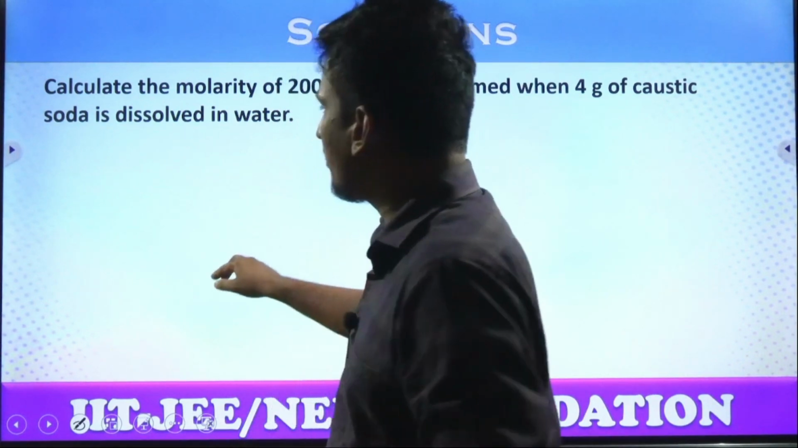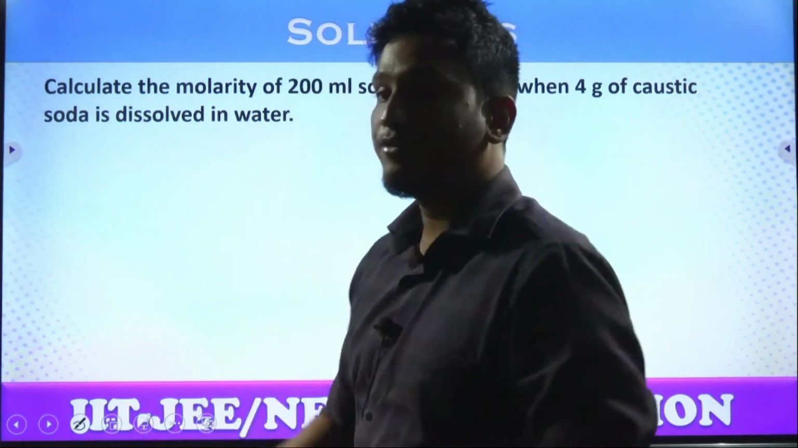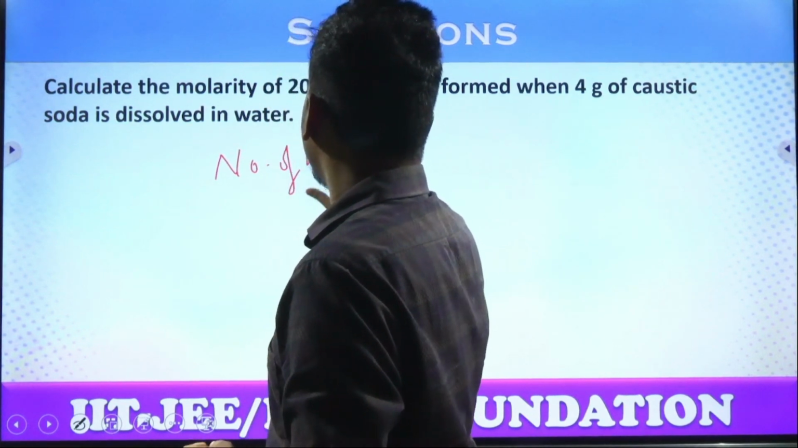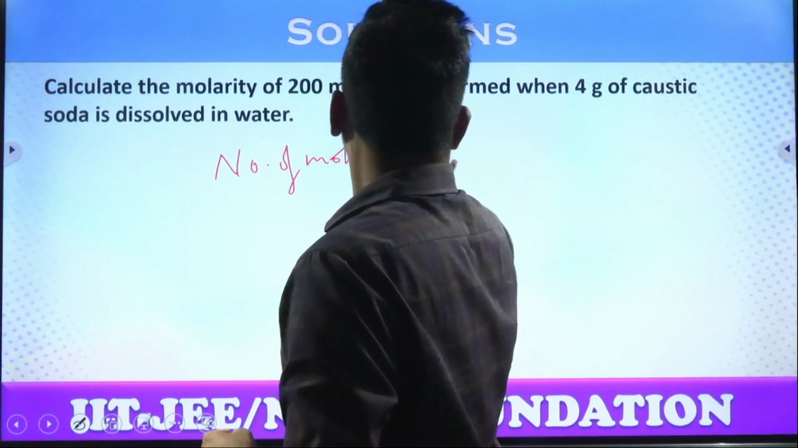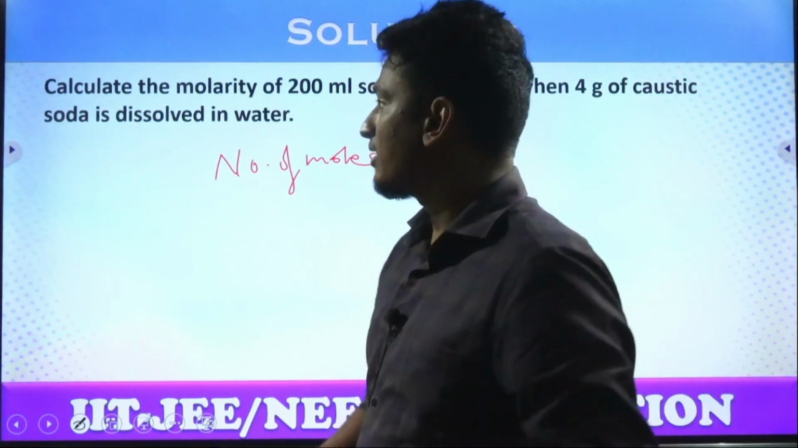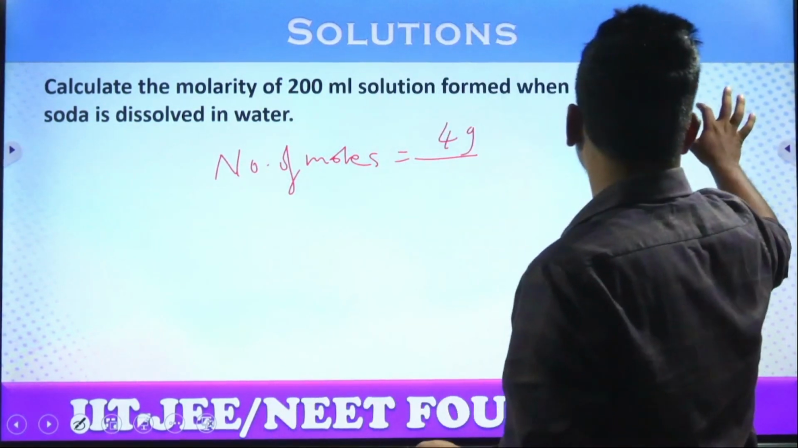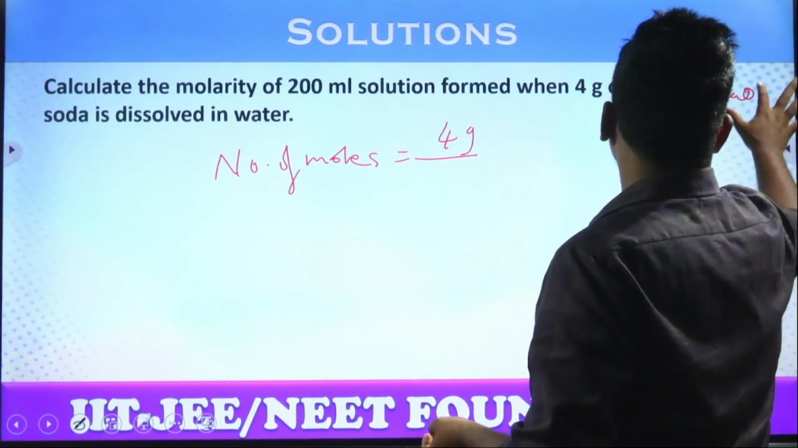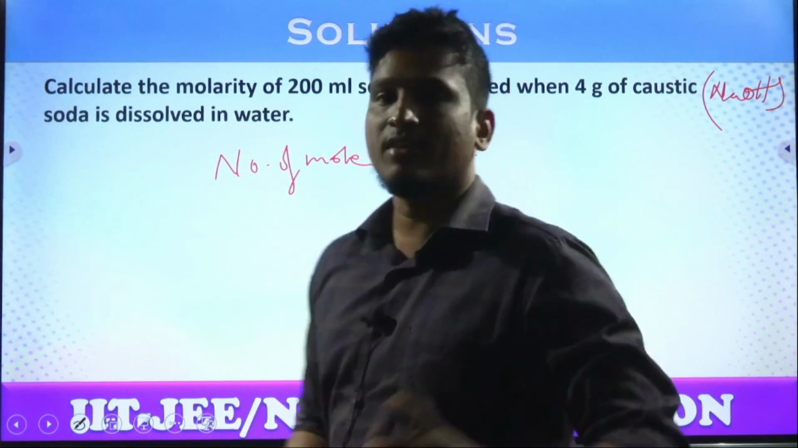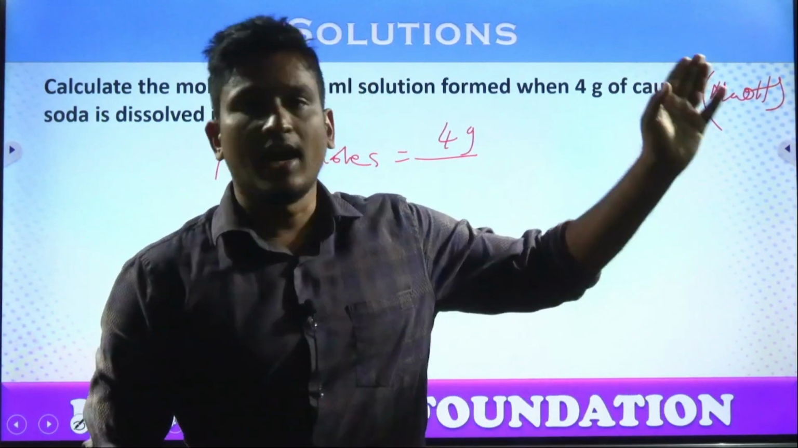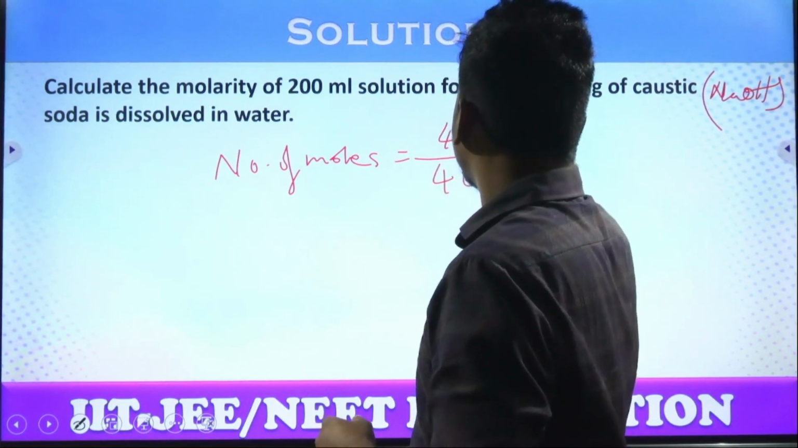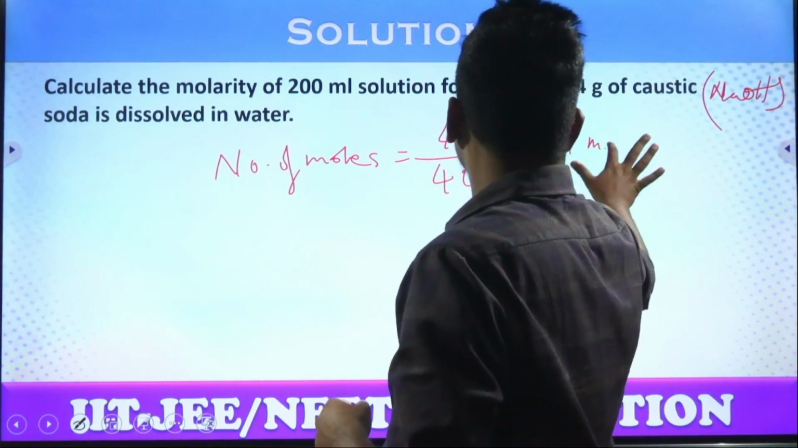So here, first of all, we need to find the number of moles. What is the given mass? 4 grams, right? 4 grams. What is the molecular mass? To find the molecular mass, you should know the formula of caustic soda, which is NaOH, sodium hydroxide. So sodium mass is 23 grams, oxygen 16, hydrogen is 1. 23 plus 16 plus 1. How much, students? 40 grams, which gives 0.1 moles.